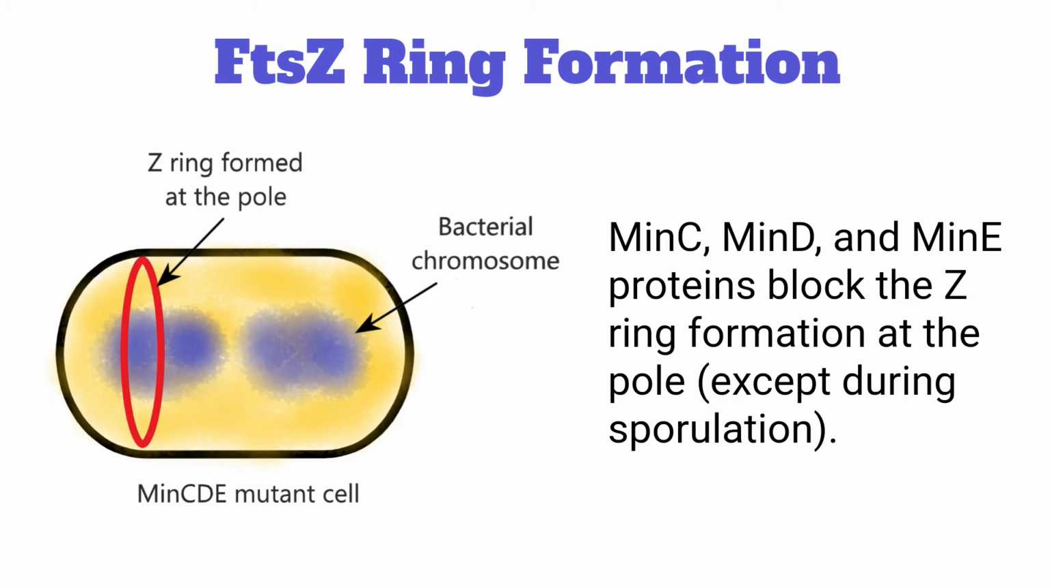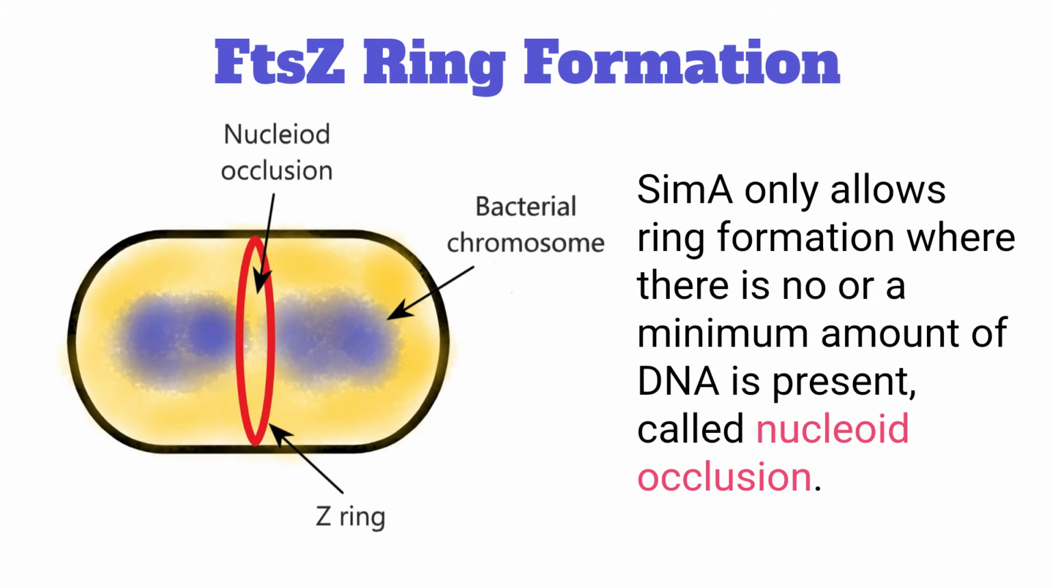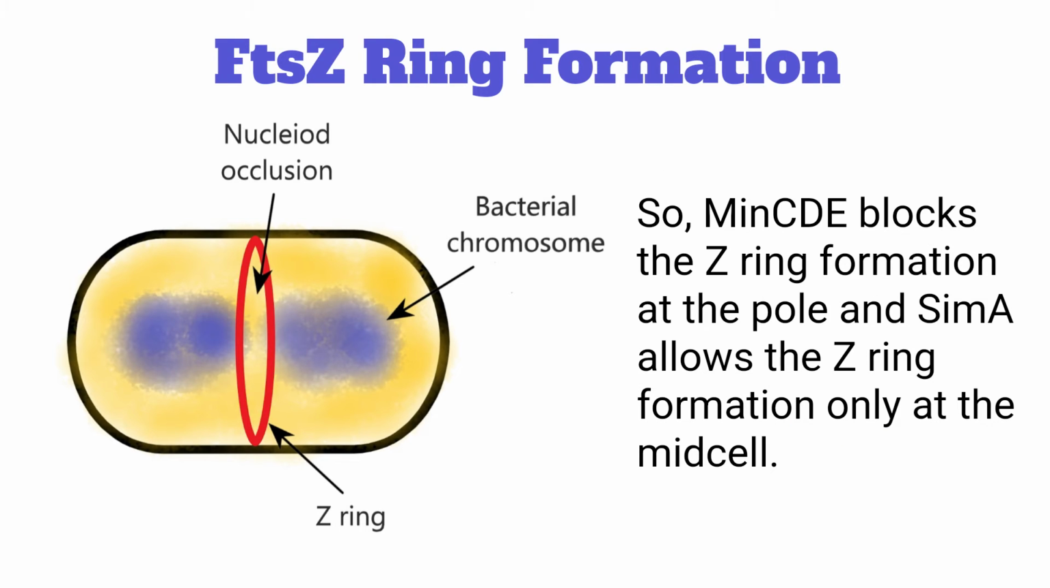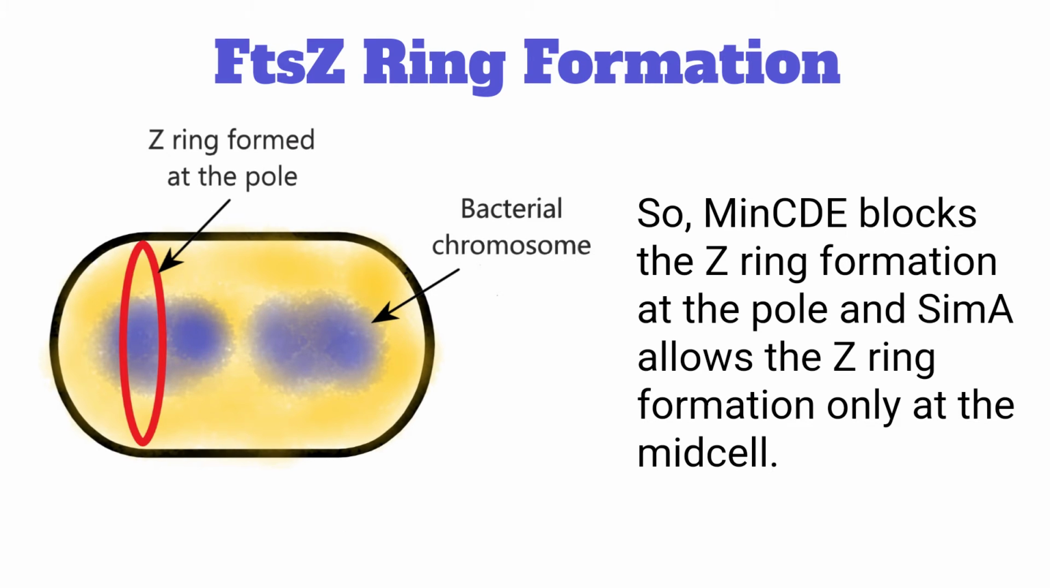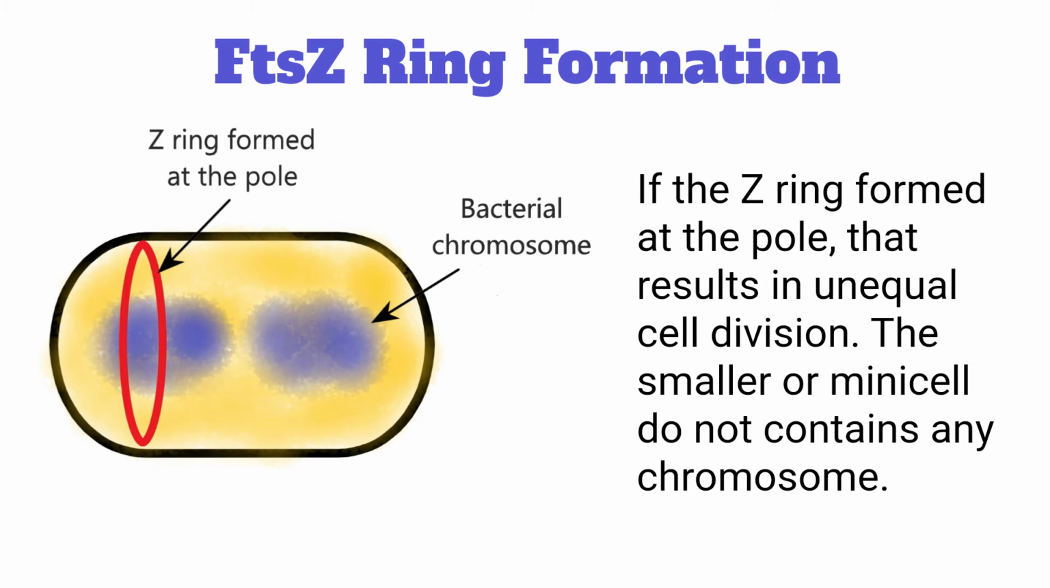Three other proteins called MinC, MinD, and MinE inhibit the ring formation at the pole except during the sporulation process. SlmA only allows the ring formation where there is no or a very minimum amount of DNA present, called the nucleoid exclusion. With the help of MinC, D, and E and SlmA, Z ring formation is only possible in this region. When MinC, D, E is mutated, the Z ring can form in this region, resulting in a minicell without chromosome, which is deleterious.